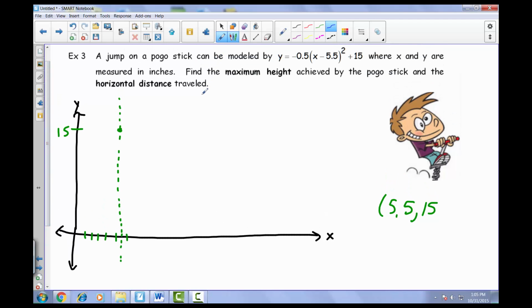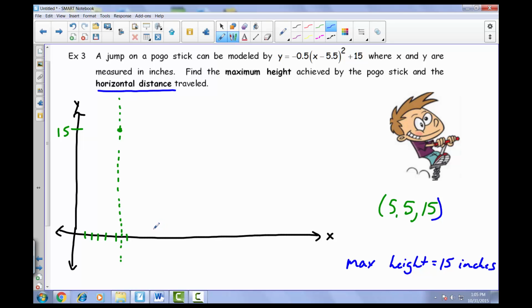Actually, I'm sorry. For our maximum height, we see that it is at 15 inches. Our max height is 15 inches. Now, we're not really sure yet about the horizontal distance traveled, in other words, when he went up in the air and then came down.